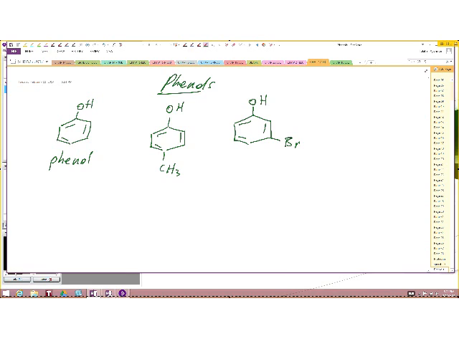Another class of compounds that is related to alcohols are what we call enols.